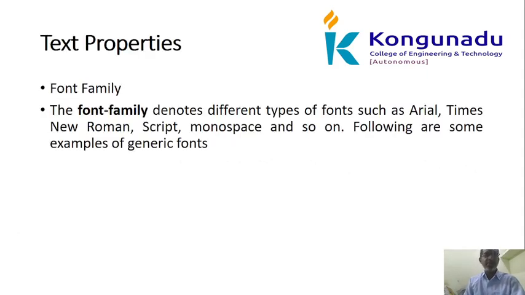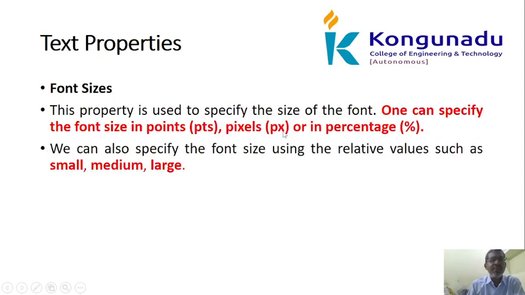Next we are going to see the text properties. We have already seen a little bit about them. First is the font family. Font family denotes the different types of fonts, such as Arial, Times New Roman, script, and monoscript. These are some examples of generic fonts. The next one is the font size, where we specify the size of the font.